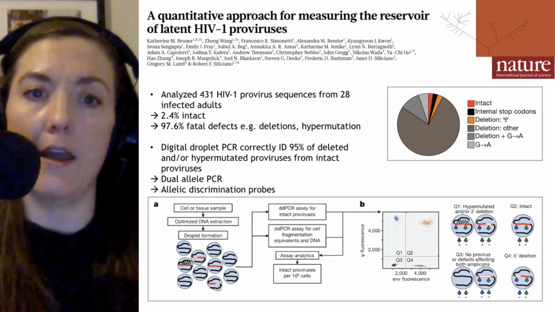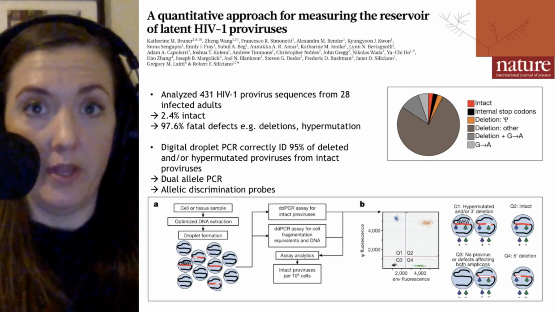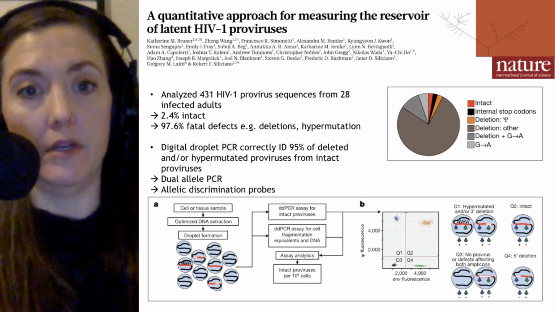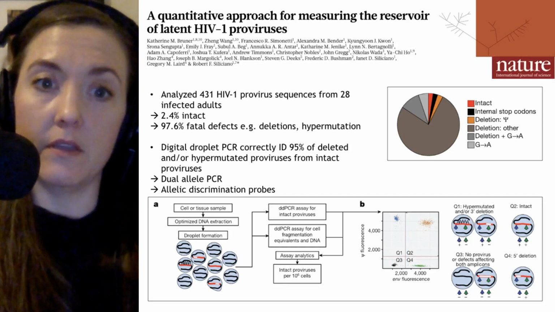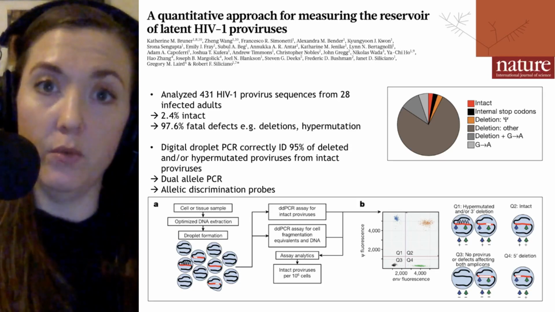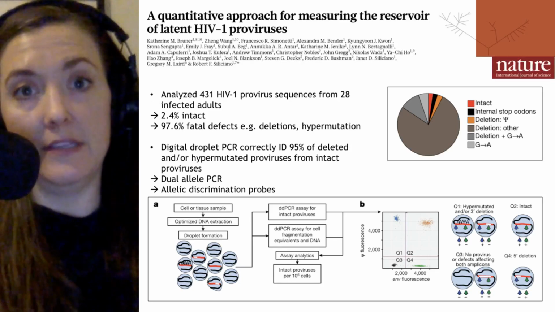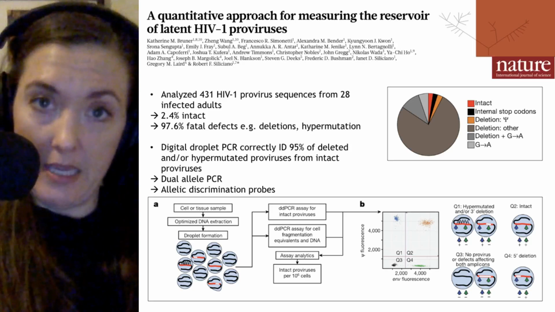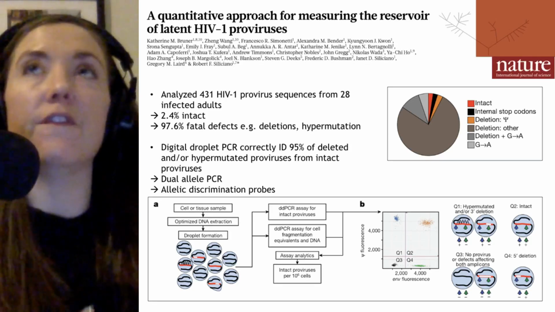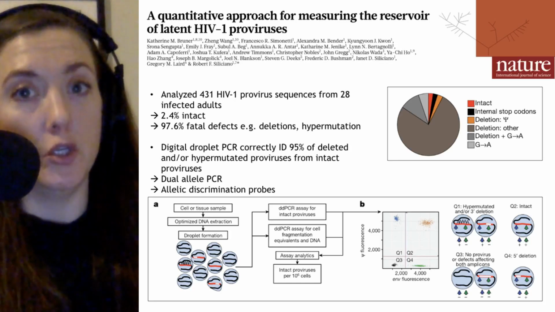Here we can see that they took 28 patients, people who were infected with HIV, and these patients were part of a clinical study, and they donated their white blood cells, from which the researchers analyzed 431 different provirus sequences. So different sequences that had incorporated into the T cell, the CD4 T cell genome. Keeping in line with what has previously been seen in the literature, they saw that the vast majority of these were totally defective, unable to propagate and make new HIV variants.